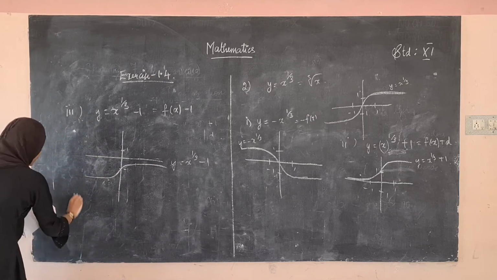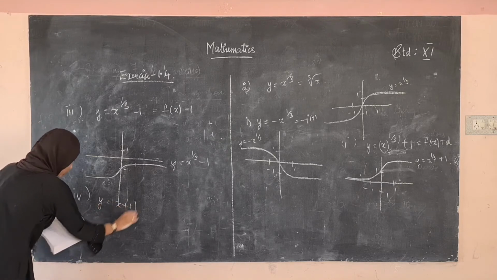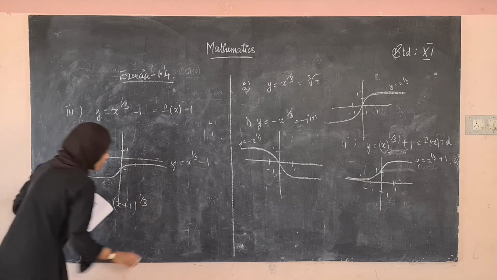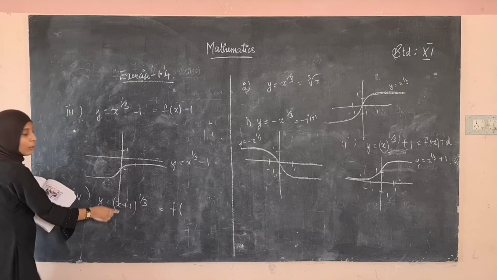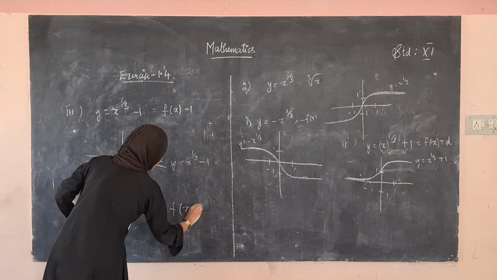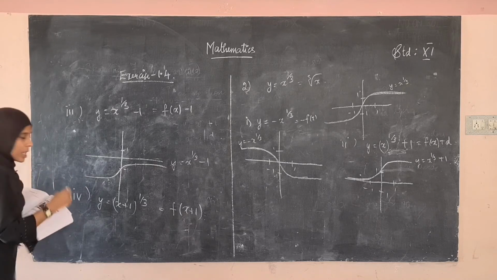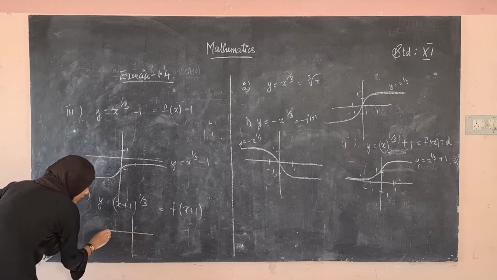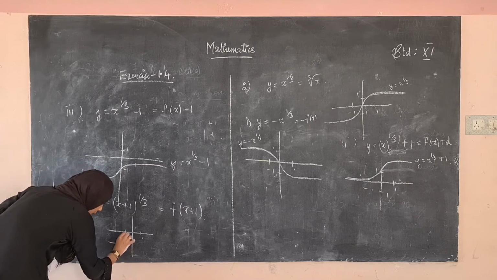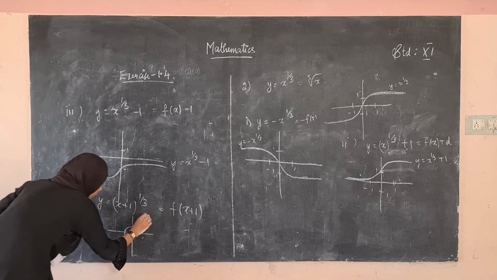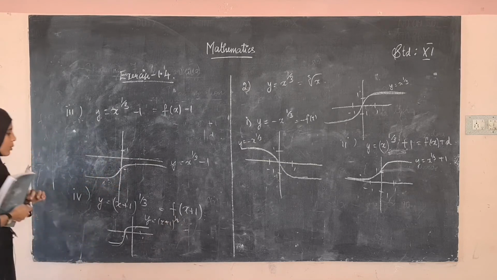Okay, next the fourth one, fourth subdivision. What's the fourth subdivision? Y is equal to x plus 1 the whole power 1 by 3. It is in the format of f of x plus 1, okay, that is f of x plus c. What happens? The curve shifts 1 unit leftwards. This is minus 1 and this is 1. So 1 unit leftwards means the graph will be like this, that is y is equal to x plus 1 the whole power 1 by 3. The graph shifts 1 unit leftwards.